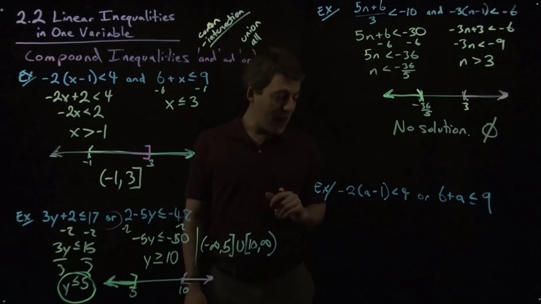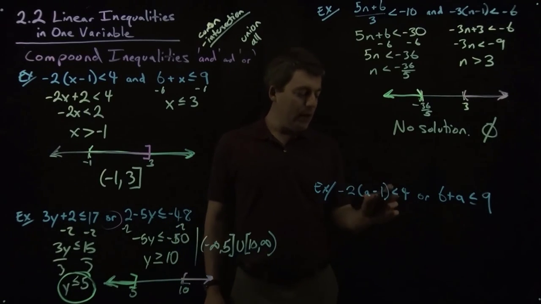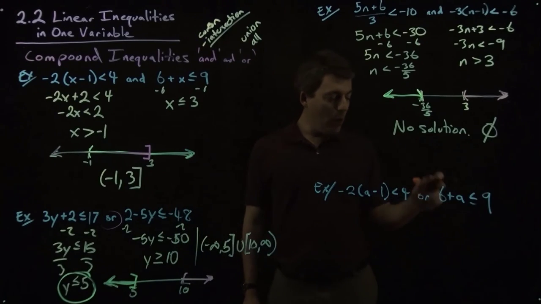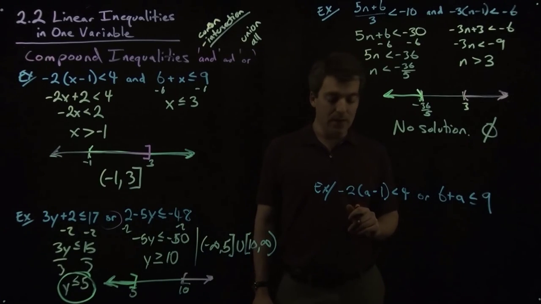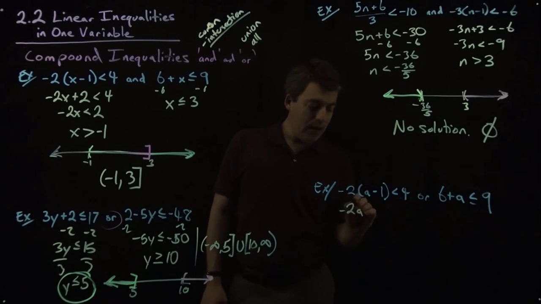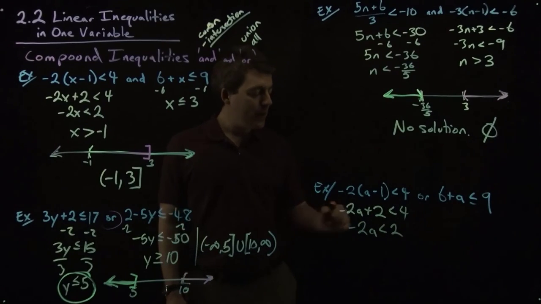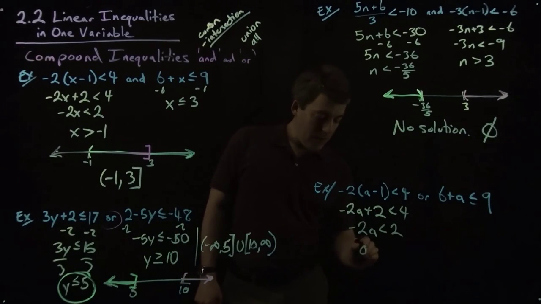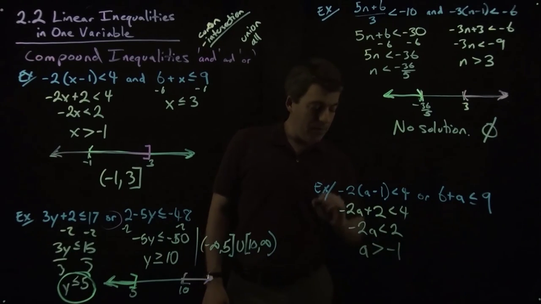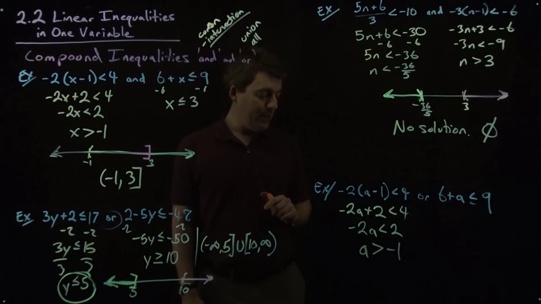All right, let's work on this last one. Here we have negative 2 times the quantity a minus 1 is strictly less than 4, or 6 plus a is less than or equal to 9. All right, distribute the negative 2, so negative 2a plus 2, strictly less than 4. Negative 2a strictly less than 2. We subtract 2 from both sides, and we can divide by negative 2. a is greater than negative 1. Note the change of the inequality symbol after we divide by negative 2.